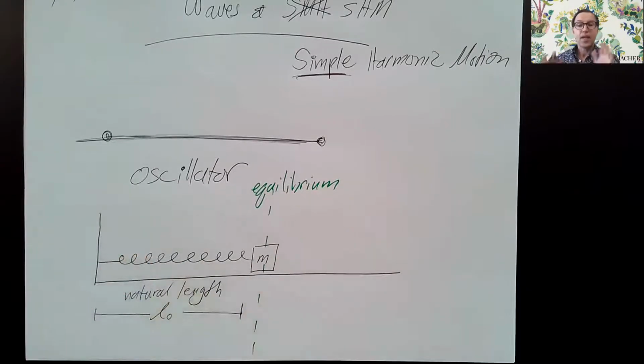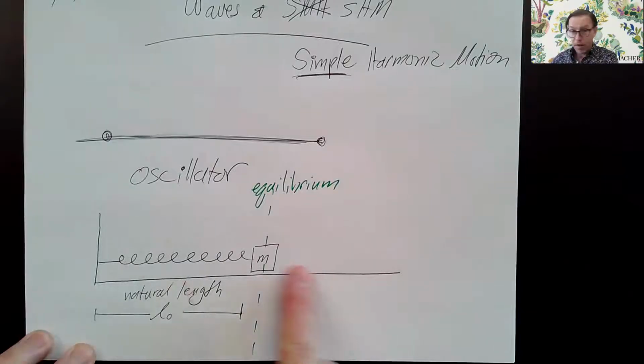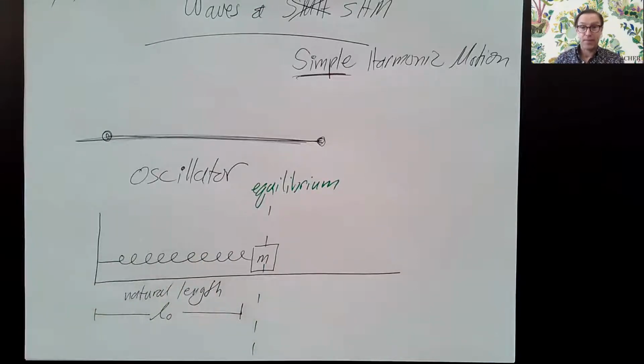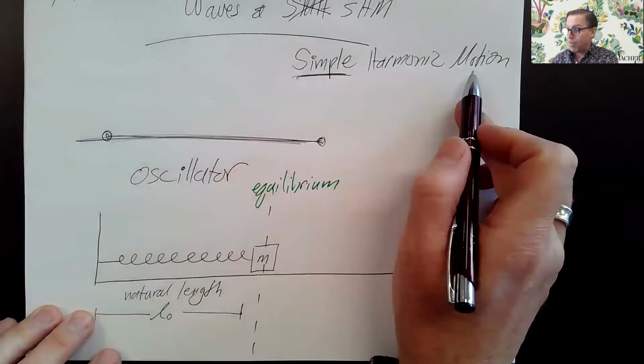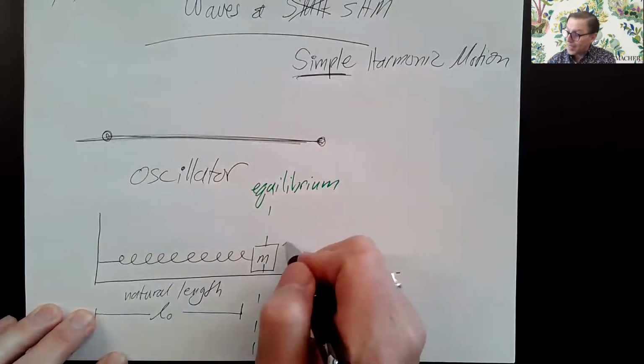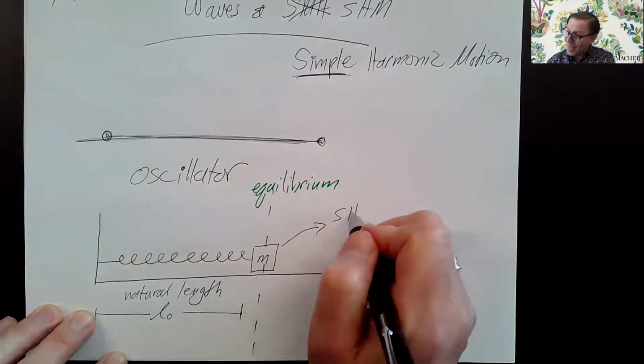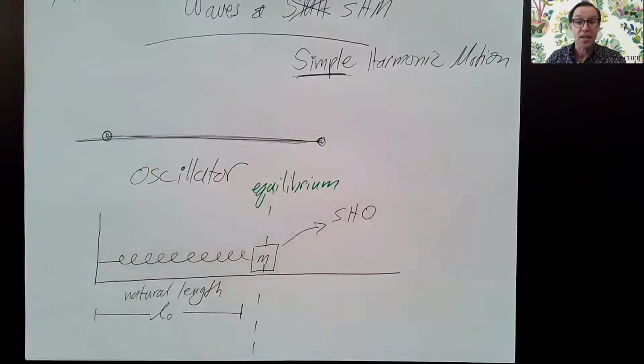And that is what we call simple harmonic motion. The block is moving back and forth, being pushed on by a spring. So that is SHM, the motion. The block itself is an SHO, a simple harmonic oscillator. The oscillator has the motion.